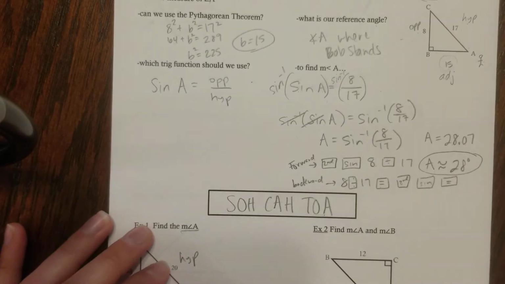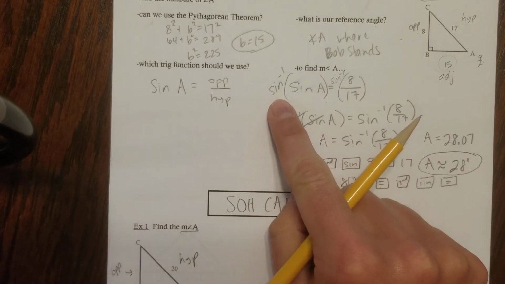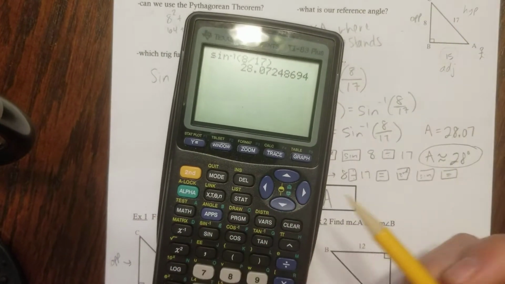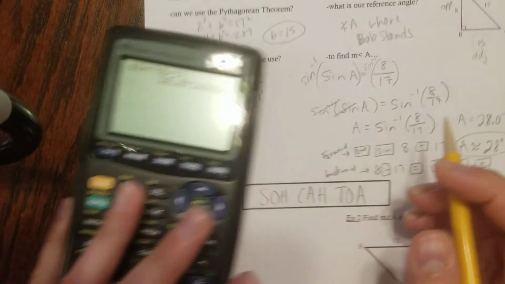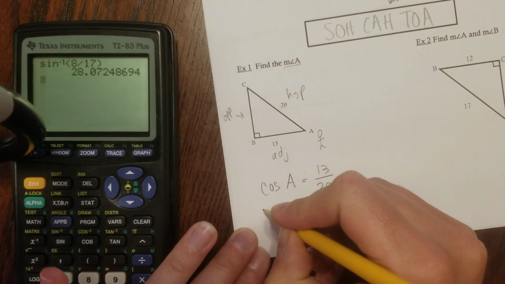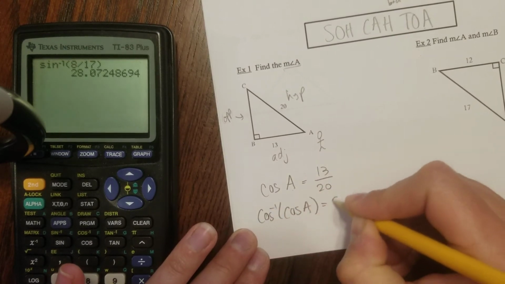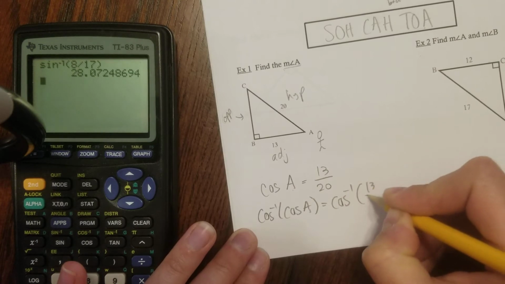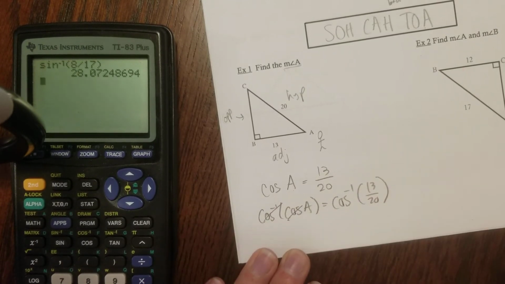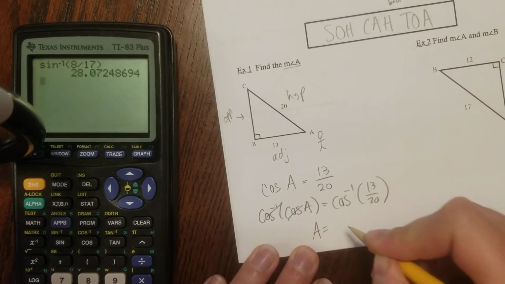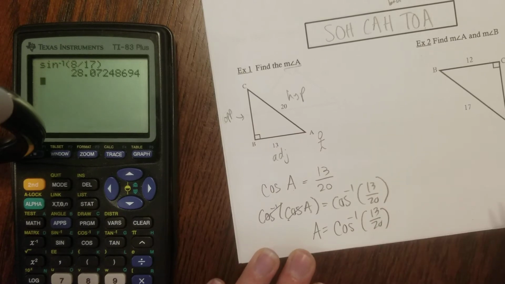Okay, so very similarly to what we did up here, in order to cancel out sine, we use the sine inverse. So in order to cancel out cosine, I'm going to use the cosine inverse. So I'm going to inverse both sides. So cosine inverse of cosine and cosine inverse of 13/20. Our cosines will cancel each other out, and A will just be whatever cosine inverse of 13/20 is.